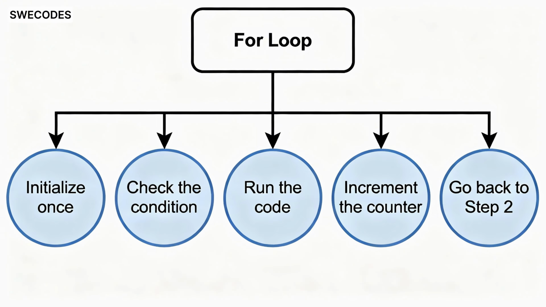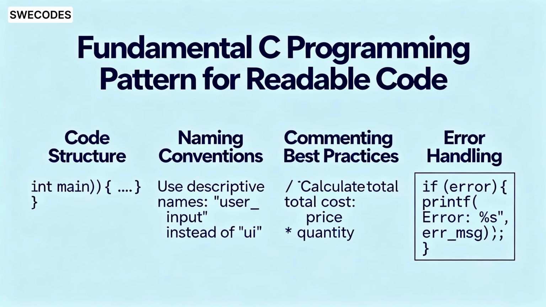Initialize once. Check the condition. Run the code. Increment the counter. Go back to step 2. It's a clean, dense, and efficient structure that puts all your loop control in one place. This is a fundamental pattern for any serious programmer. You've just upgraded your C programming toolkit. Use this to write cleaner, more readable code.